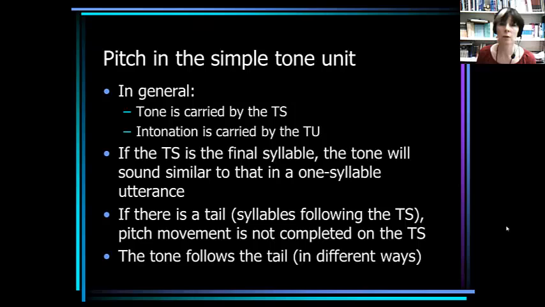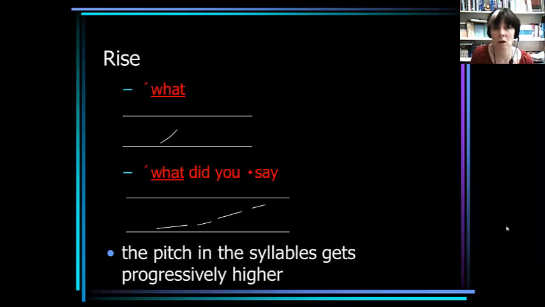So in general, the tone is carried by the tonic syllable. Intonation is carried by the tone unit. So if the tonic syllable is the final syllable, the tone is going to sound similar to that in a one-syllable utterance. But if there's a tail, syllables which follow the tonic syllable, the pitch movement is not completed on the tonic syllable. The tone follows the tail in different sorts of ways, and we're just going to look in this class at the fall and the rise, and next week we're going to look at complex tones.